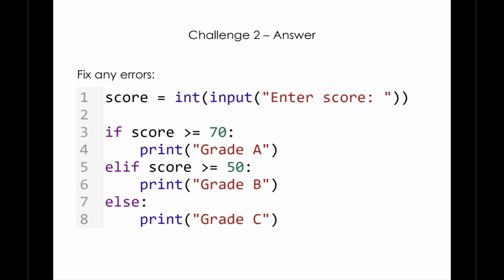Okay, here's one correct solution. The score is converted to an integer, so it can be compared. The conditions are written from highest to lowest, and this is very important, as we saw in previous lessons. Python checks each condition starting with greater than or equal to 70 first in order, and runs the first one that's true. This structure is exactly what exam questions are looking for.